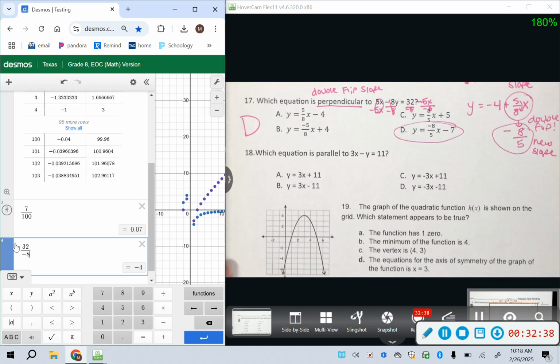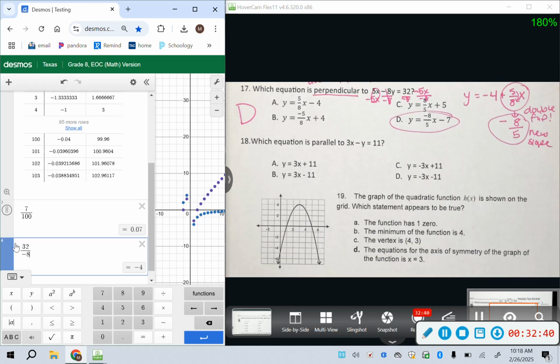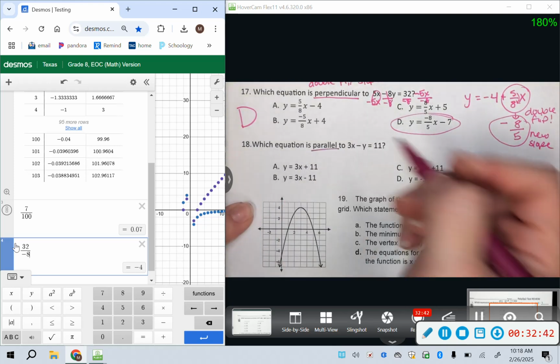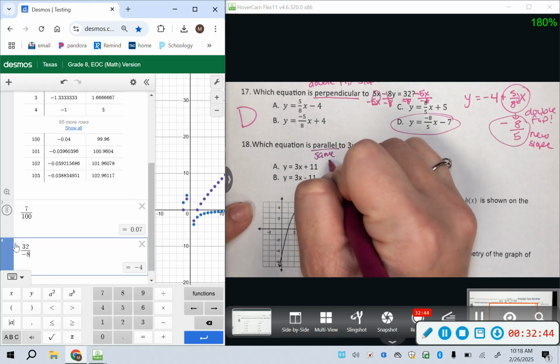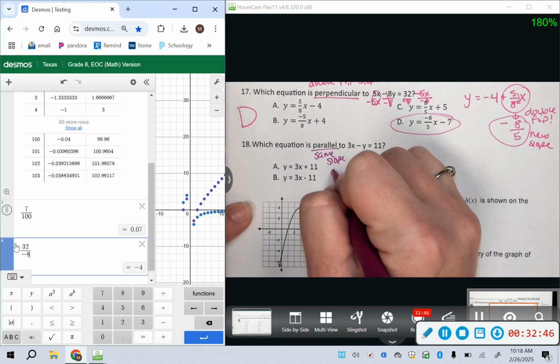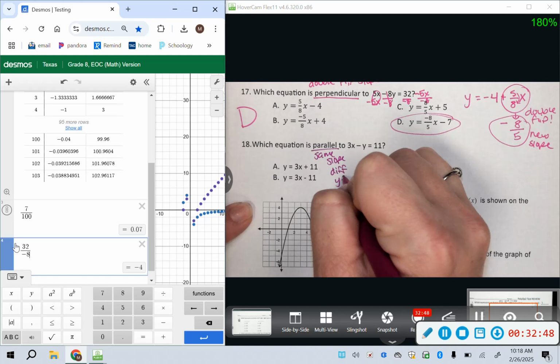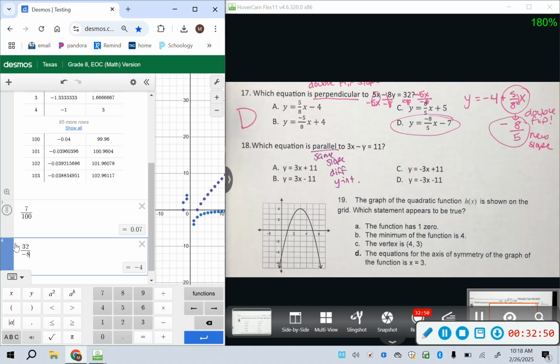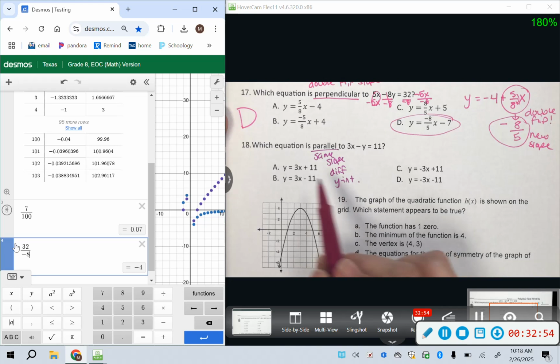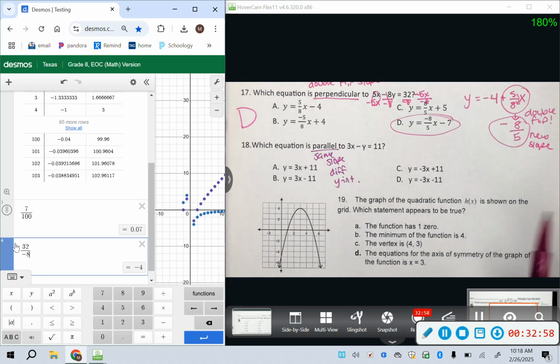Okay, let's look at 18. 18 says which equation is parallel, meaning same slope. They also have to have different y-intercepts, because if they have the same y-intercept and same slope, it's the same line and it's not parallel, because parallel never touches. I want you to realize my answer choices are different than yours. Hopefully you talked about that in class. Not a big deal. So we're looking at my answer choices, not yours.